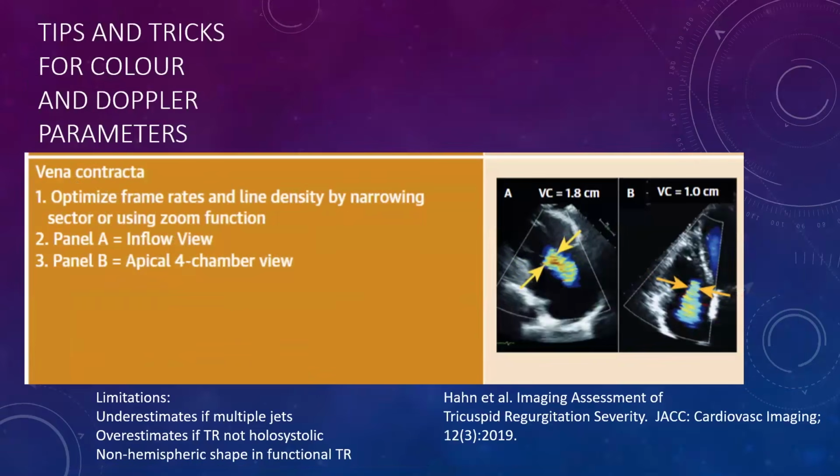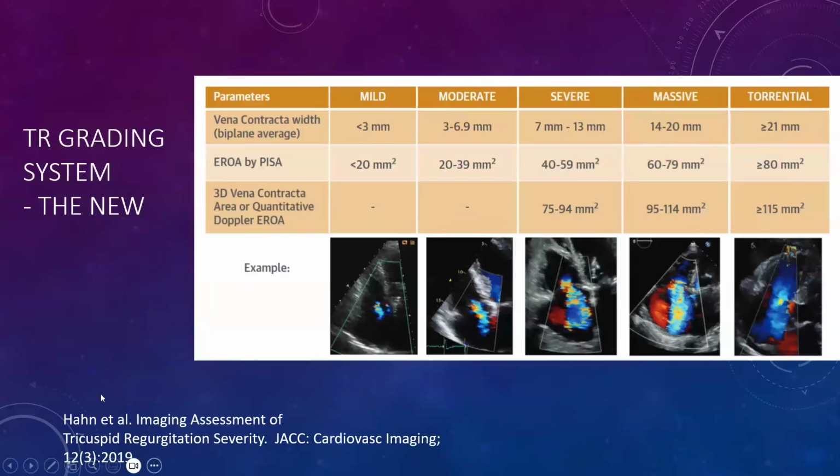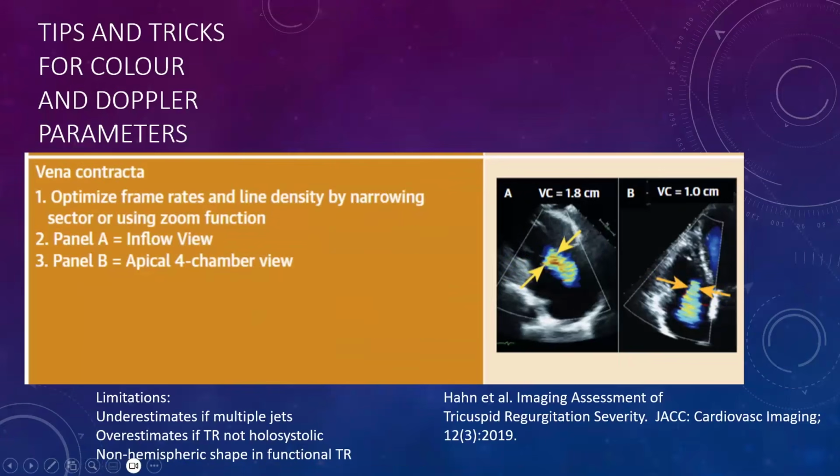Vena contracta that they suggest is not just typically a one-dimensional vena contracta, but actually vena contracta in two different dimensions, and then an average taken of those. So if we look up here, this is the biplane average that they use in terms of the severity classification. Here they have the inflow view and then an apical four-chamber view, and then kind of doing an average of those two vena contractas.